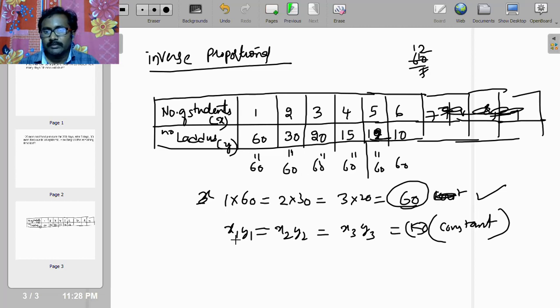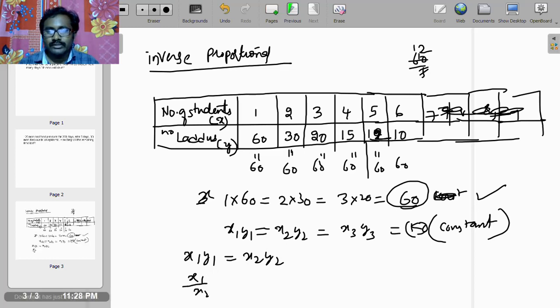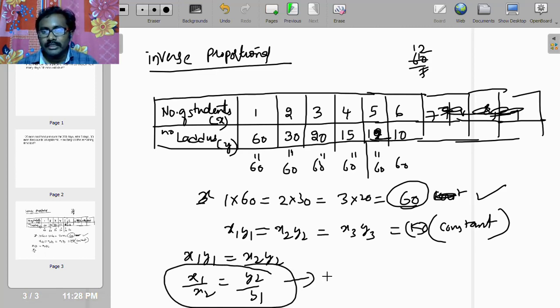x1 by y1 equal to x2 by y2. Or we can write x1 into y1 equal to x2 y2. When you transpose x2 to this side, x1 by x2 is equal to y2 by y1. This is the formula for finding the inverse proportion.